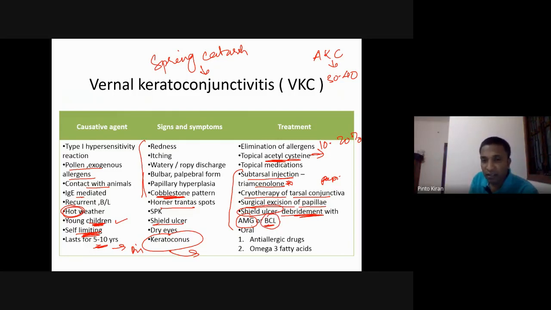What is this bandage contact lens? This is just like a normal contact lens but doesn't have any power. That is to protect the cornea.